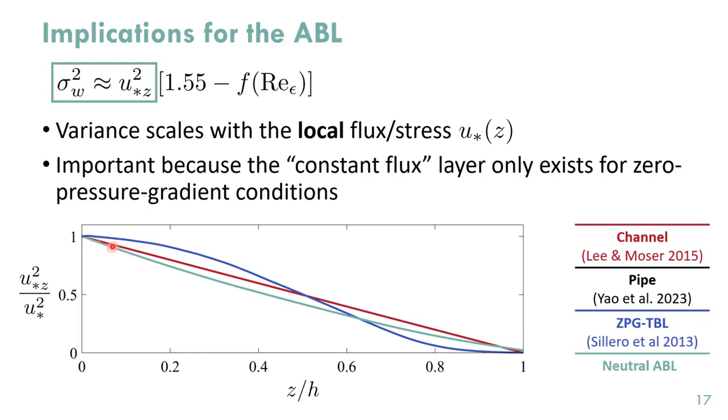And indeed, if you actually put a standard profile for a conventionally neutral atmospheric boundary layer, what you get is a stress or a flux that's actually decaying faster than you get even in a channel or a pipe flow. And so it becomes quite important to consider the local stress and flux when you're looking at scaling the vertical velocity variance, because that's going to give you significant improvement over using the surface scaling, particularly as you move farther away from the surface up to the upper limit of the inertial sublayer.